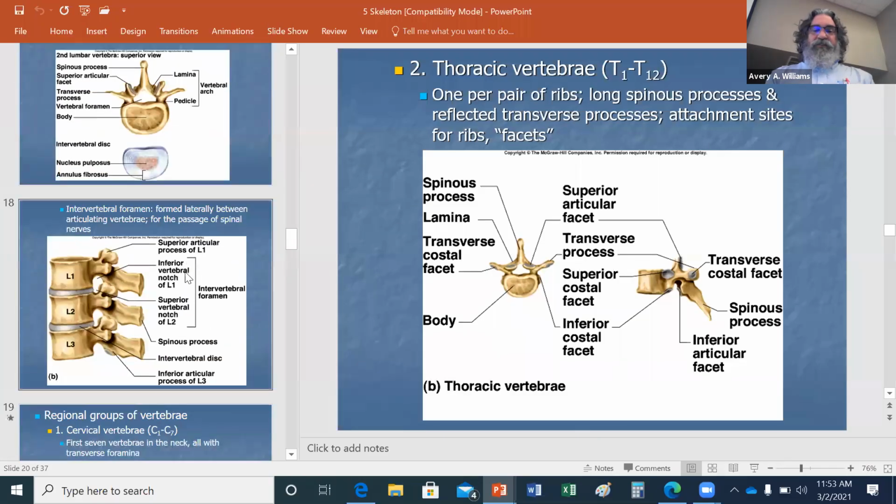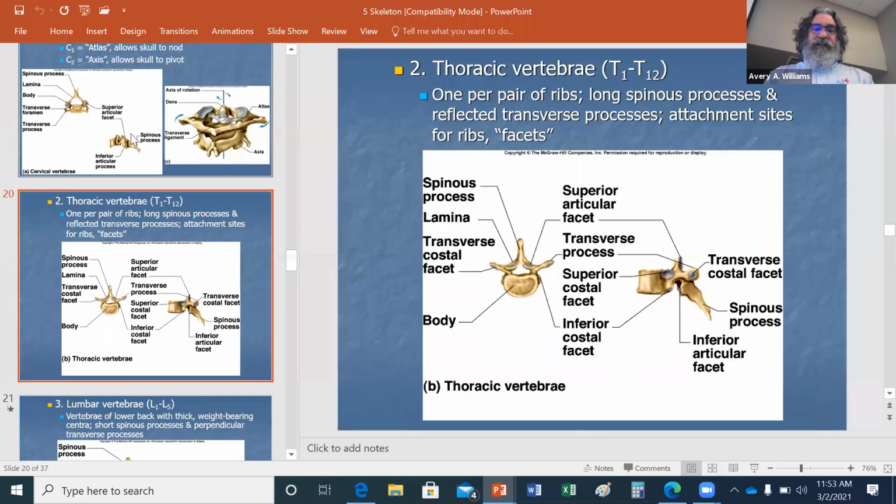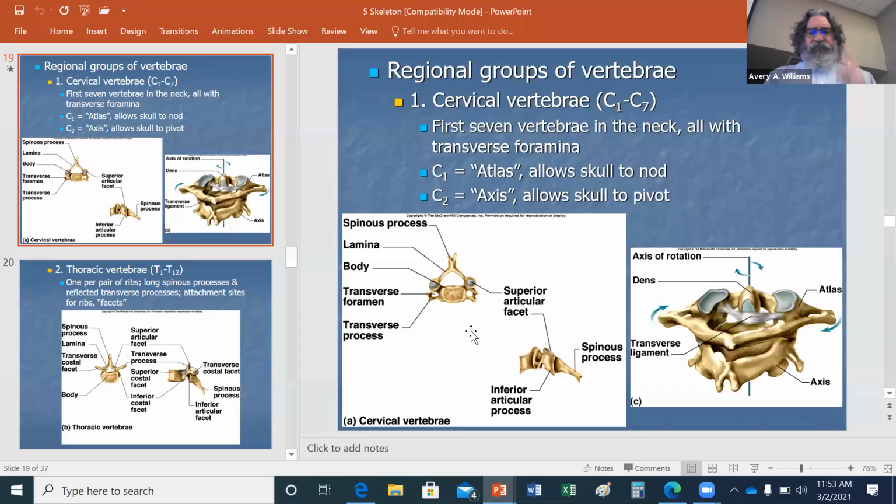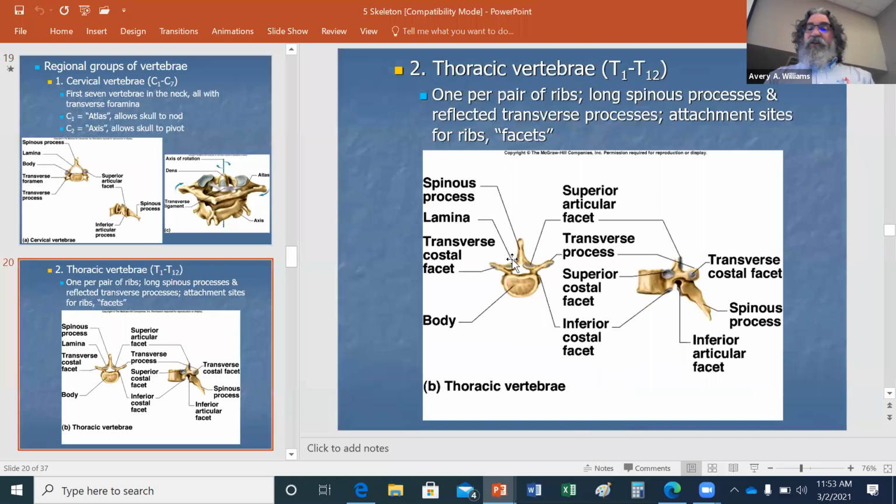The first question you ask is, do you see transverse foramen? These are the holes right here. Only cervical vertebrae have transverse foramen, so if you see transverse foramen, you know it's cervical. The second question you may ask is, do you see rib facets? Rib facets are where the ribs attach. Right here is for the head of the rib, and right here is for the tubercle of the rib. See those little marks? Only thoracic vertebrae are going to have those.